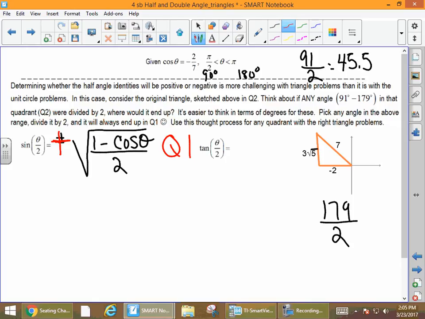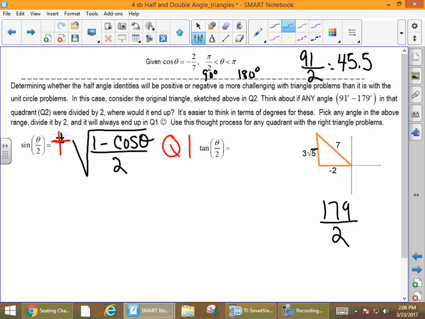And that's essentially what it says here. It's easier to think of these types of problems in terms of degrees. And I know some of you might be like your teachers who have to step back and go, oh, degrees for a second, because we're so used to radians. But think of it in terms of degrees. Pick any angle in the above range. That's why I pick one more than this value and one less than that value. One more than 90, one less than 180. And then divide it by 2 and see what quadrant those angles end up in, because that's going to determine whether our answer is going to be positive or negative.